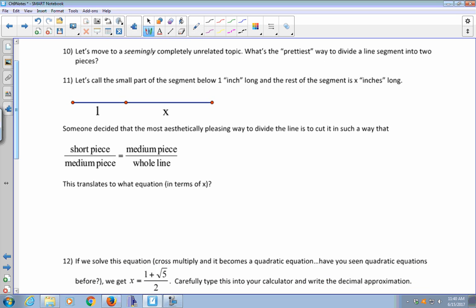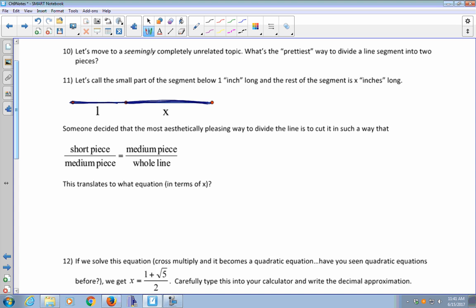All right, let's move to a seemingly completely unrelated topic. The question is, what's the prettiest way to divide a line segment into two pieces? So here I've got a line segment. Let's call the small part below 1 inch, and the rest of the segment we'll call x inches. Someone, somewhere in ancient Greece, decided that the most aesthetically pleasing way to divide the line is to cut it in such a way that this proportion holds, where the short piece to the medium piece is equal to the medium piece to the whole piece.